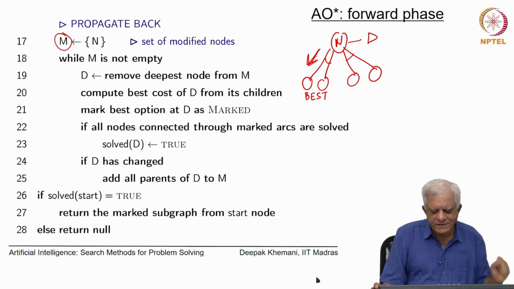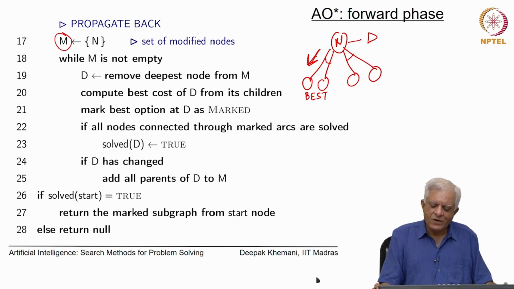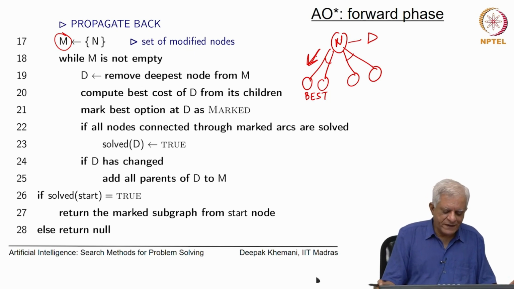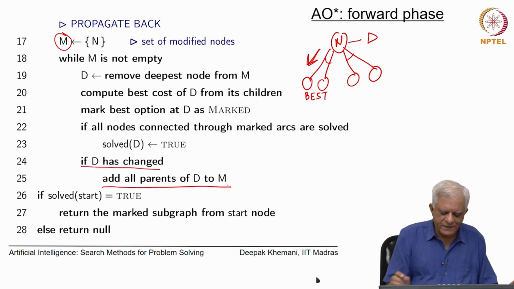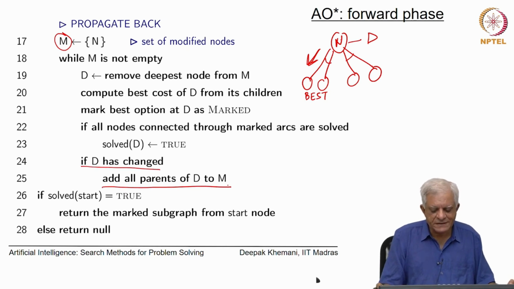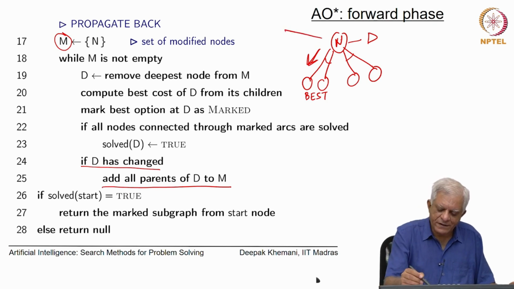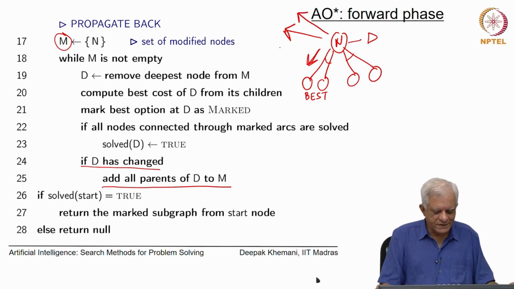Now, if D has changed, which means what? That either its heuristic value has changed or its status of being solved or live has changed, then if D has changed, add all parents of D to M. So, this is where we start propagating the change upwards towards the root essentially.